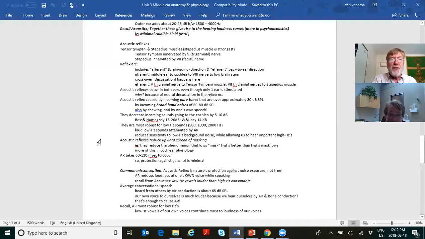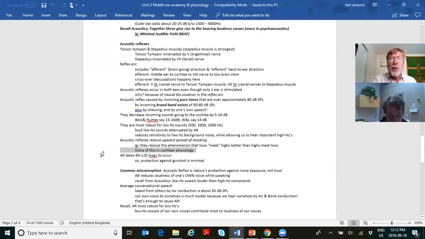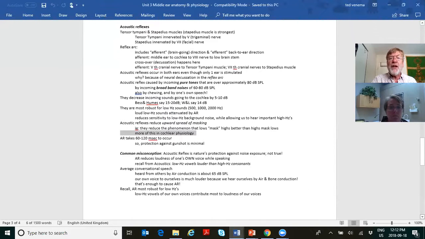the acoustic reflexes. They reduce the phenomenon that lows mask highs better than highs mask lows. More of this in cochlear physiology. Boy, you would have thought I wrote these notes. Okay. So you can tell then, look at this.